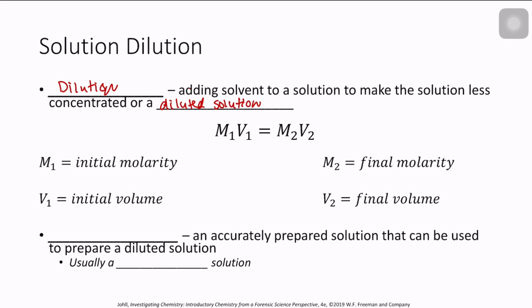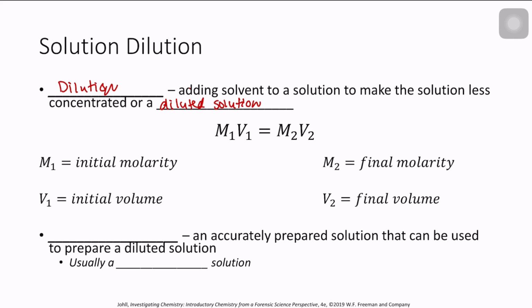Mathematically, we can make this comparison using this equation here, this mathematical equation here. We have M1V1 equals M2V2, where M1 is the initial molarity, V1 is the initial volume, M2 is the final molarity, and V2 is the final volume.